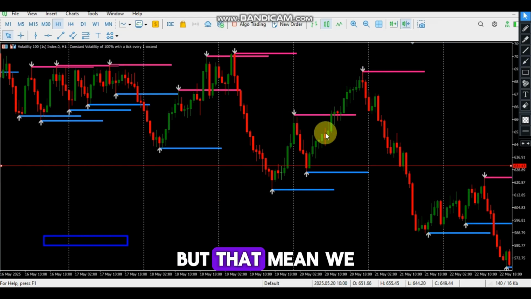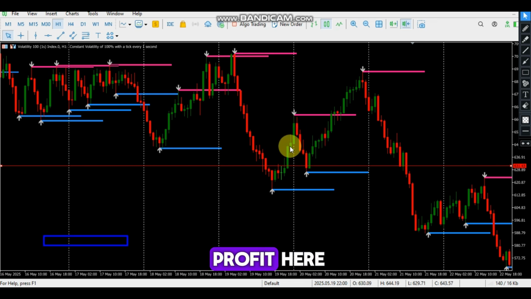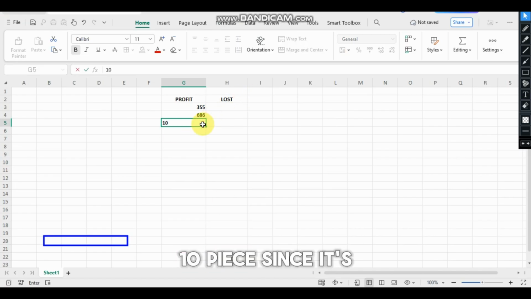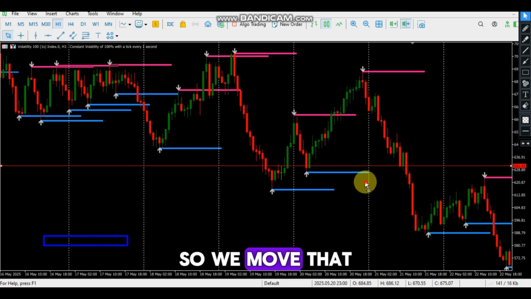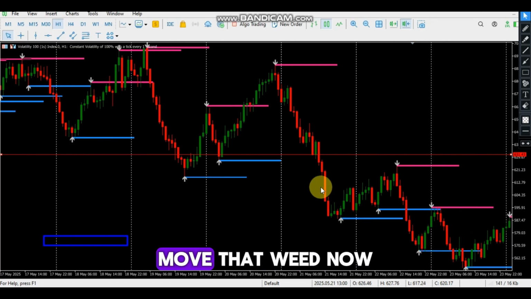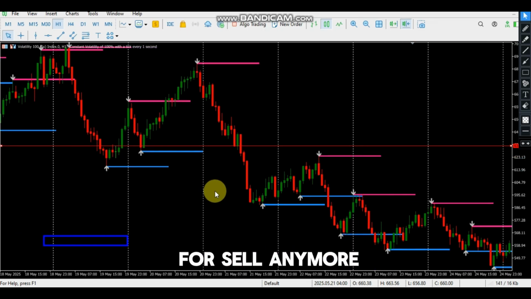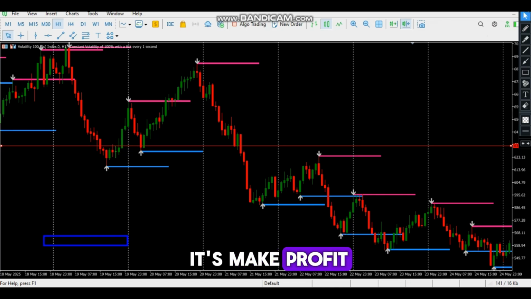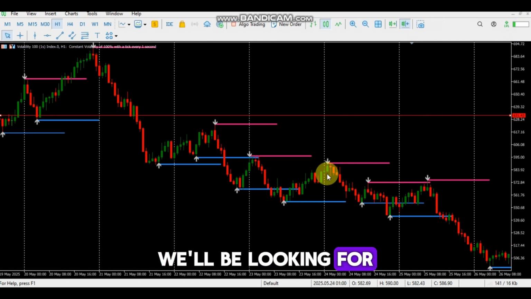So assuming we are closing here, we have closed our profit here, which, let's record, is 10 pips since it's breaking even. So we move that way again. Now we are looking for buy, not sell anymore. Since it made profit, don't be greedy. So we'll be looking for buy rather.